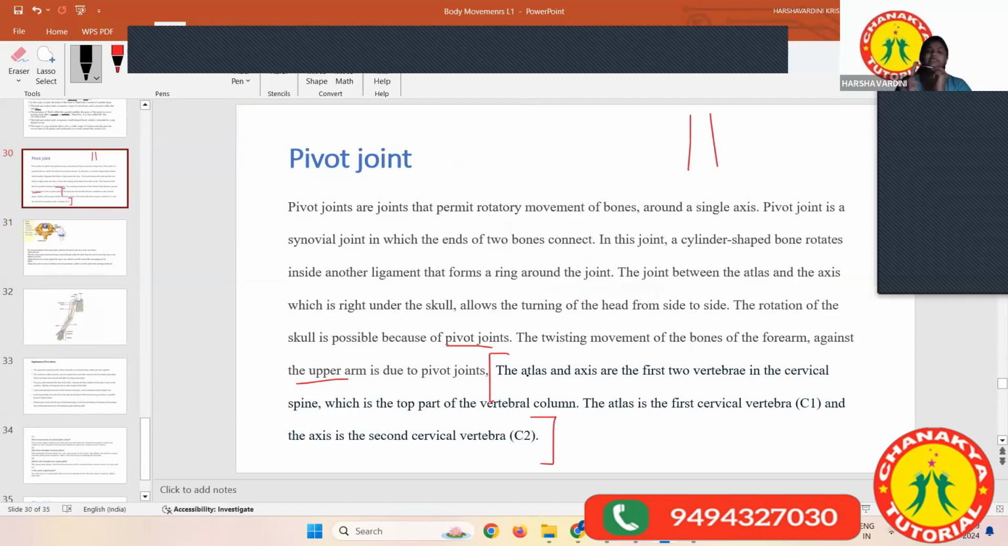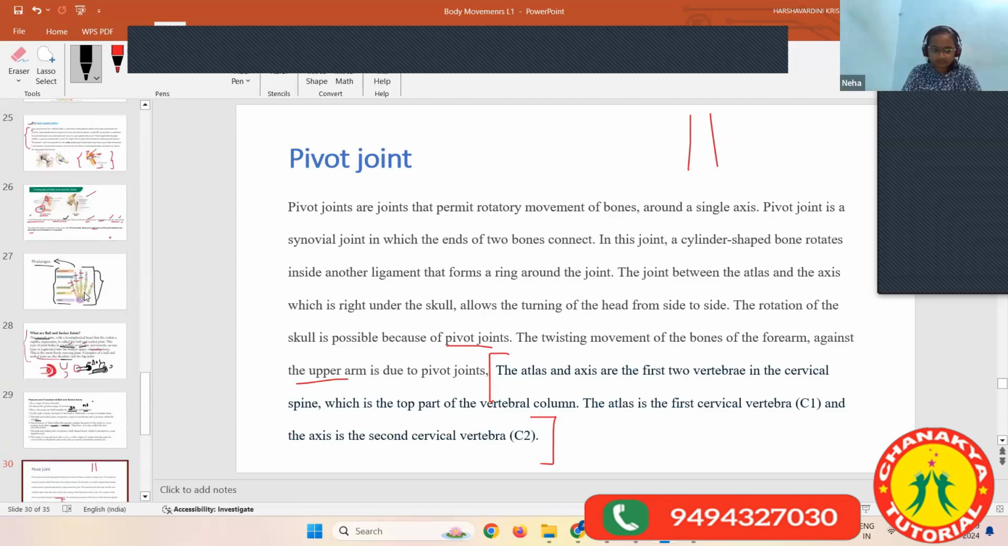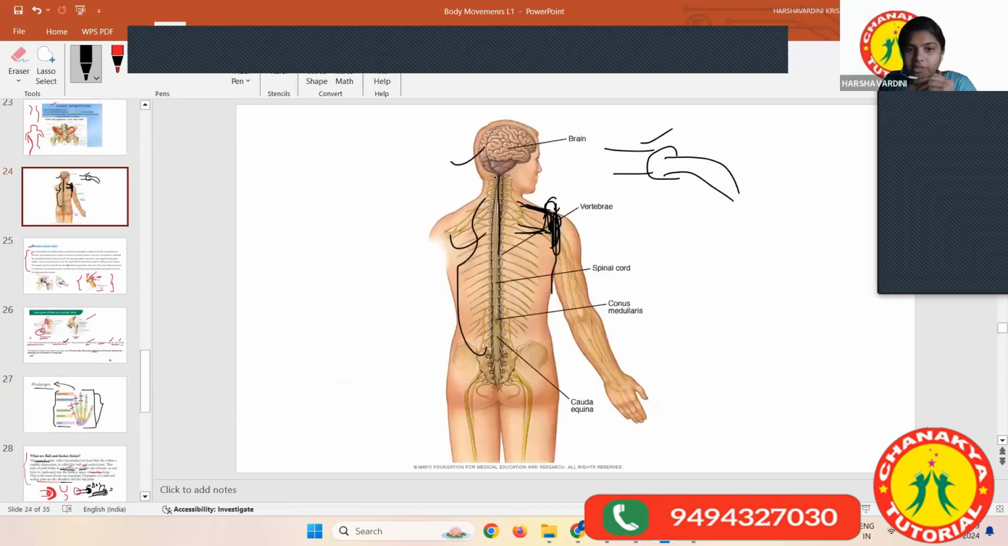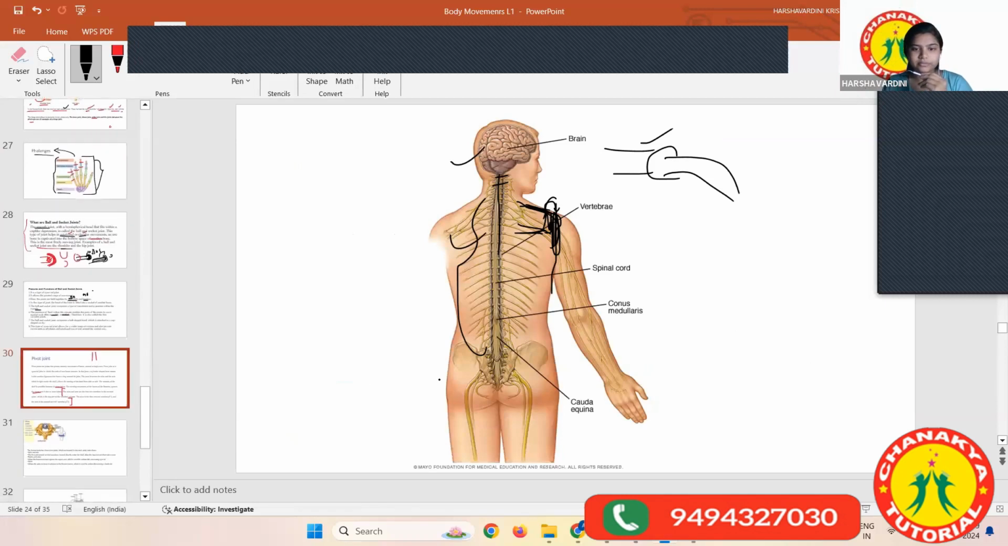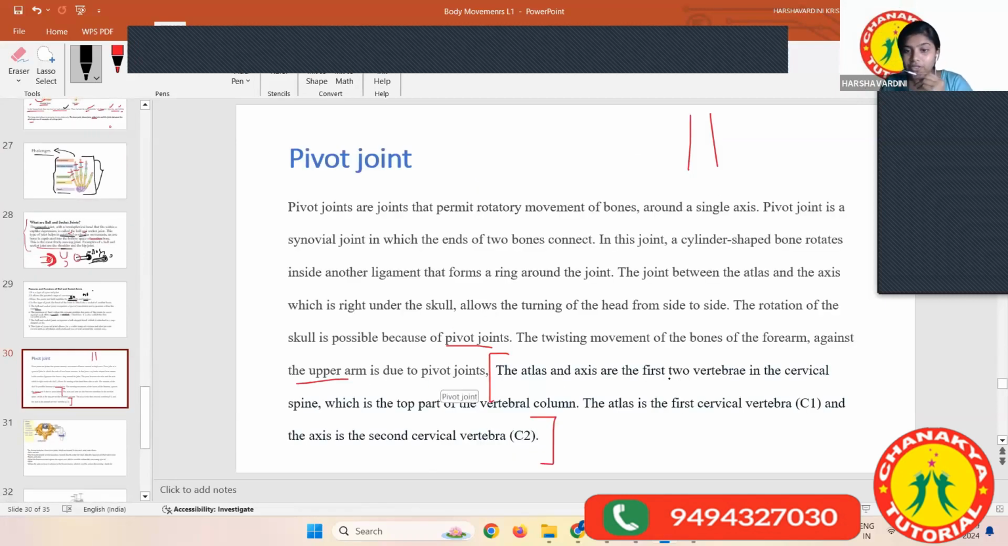So what are atlas and axis? Very important, very common in biology, very common in the human body system. The first question they will ask is what is atlas and what is axis. You should know the answer. Atlas and axis are the first two vertebrae in the cervical spine. Going to the spine diagram, the first two in the full vertebral column are the atlas and axis.